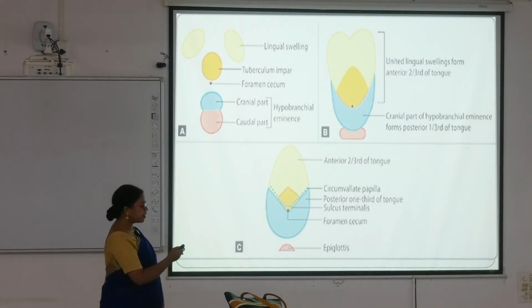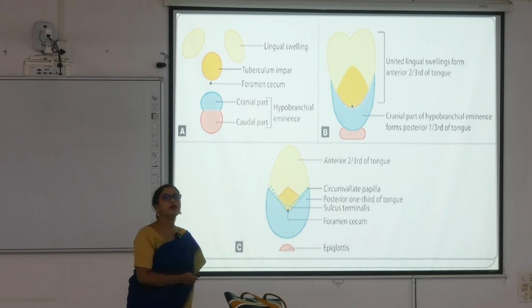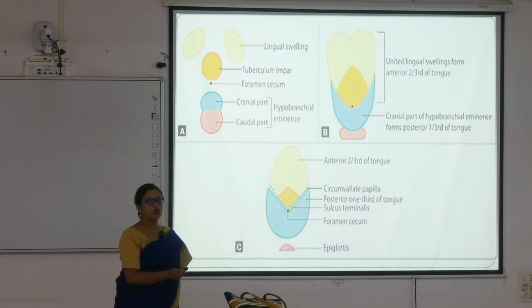Okay, so I am just skipping this slide, already I have discussed. See here they have shown how the circumvallate papilla is coming from a different cell. Always remember it is migrating from the hypobranchial eminence, it is crossing the sulcus terminalis and it has a different origin, although it is present on the anterior two-third, right?